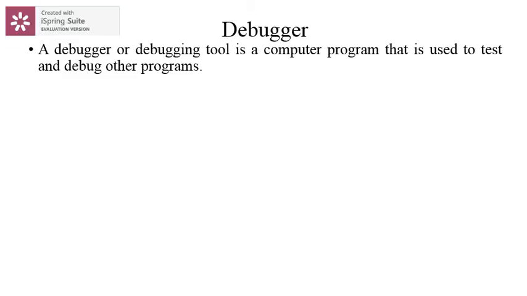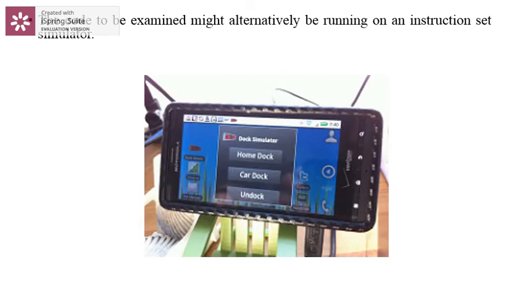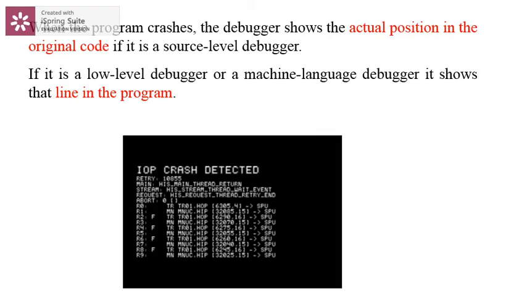Now we are going to see about the debugger. A debugger or debugging tool is a computer program that is used to test and debug other programs. The code to be examined might alternatively be running on an instruction set simulator. Debuggers can be classified into two types: source-level debugger and low-level debugger. When the program crashes, the debugger shows the actual position in the original code if it is a source-level debugger. If it is a low-level debugger or a machine language debugger, it shows that line in the program.